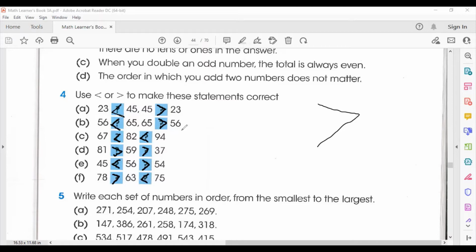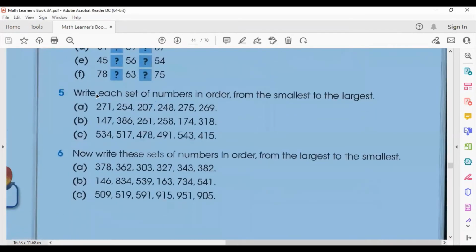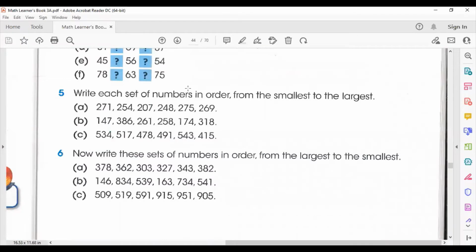Okay, write each set of numbers. Let's move to the next question. Write each set of numbers in order from the smallest to the largest. Very easy. First of all, we need to know whether these are different digits or similar, like ones, tens, or hundreds. These are all 3-digit numbers. If 2-digit or 4-digit, then there are other rules.